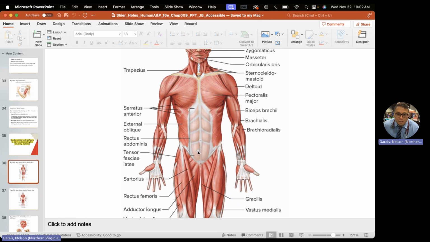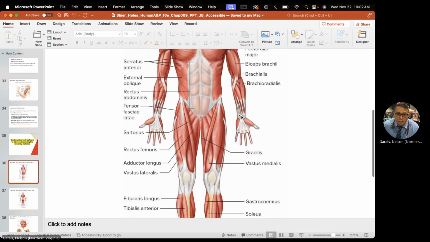Rectus abdominis. Rectus means straight. So this guy has little to no body fat because we took all the fat out. And if you have around 5% body fat, your rectus abdominis will be clearly present. You have external oblique, which is on the outside, and they run diagonally. You have your internal obliques, if we removed all of this, and they also run diagonally, but they're inside. You have your biceps brachii. Oh, here it is. Your brachialis and brachioradialis. Those are synergist muscles to your biceps brachii.